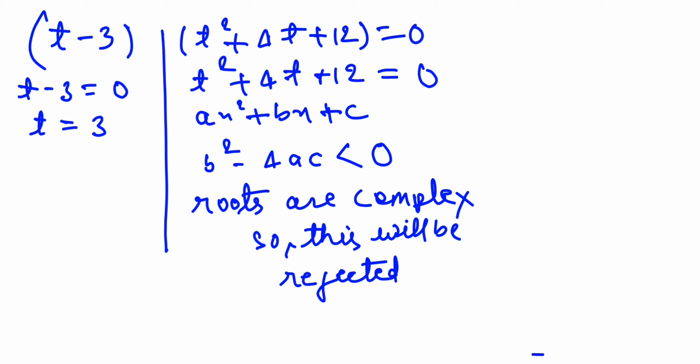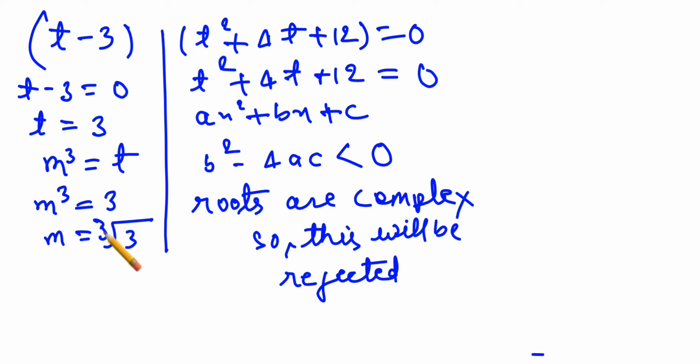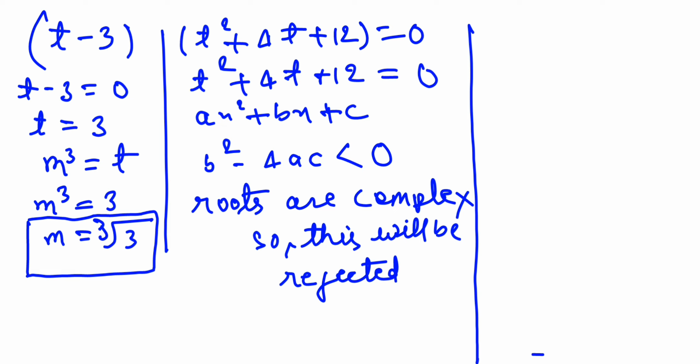We have t equal to 3. We supposed earlier m cube is equal to t, so m cube equal to 3. So m equal to cube root of 3. We found the value of m is equal to cube root of 3. Let us check whether our answer is correct or not.